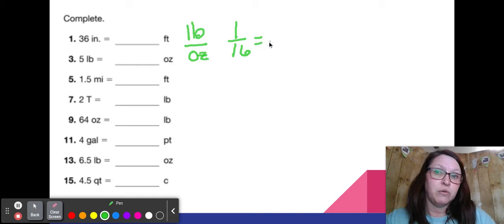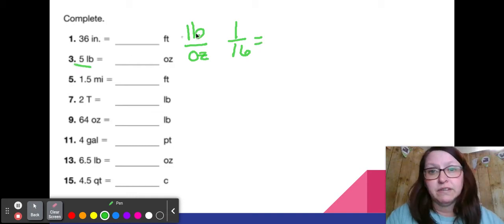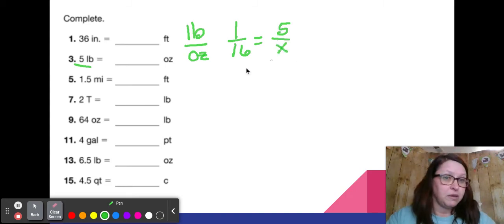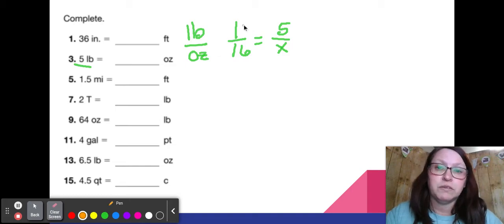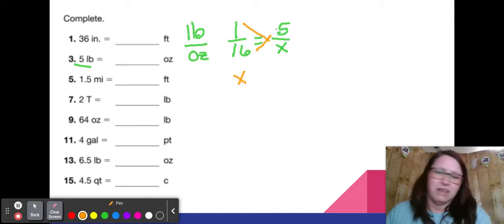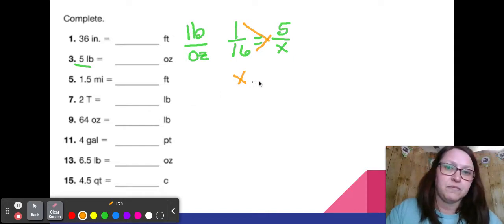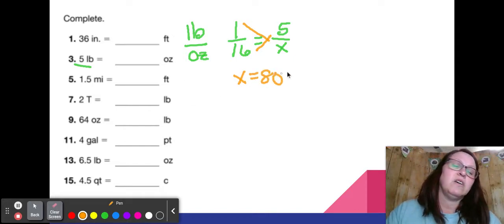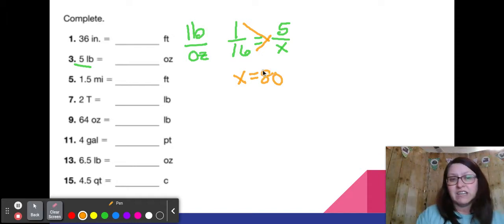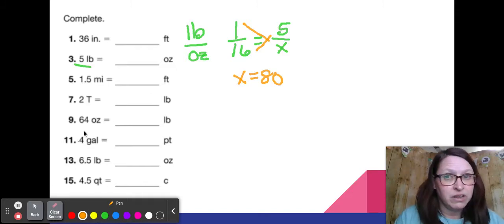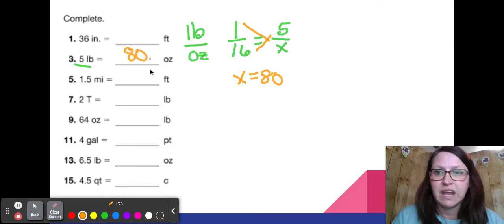Now I need to put what I know. Now I have 5 pounds. So pounds goes on top. I don't know how many ounces, so I'm going to put X on the bottom. At this point right here, I am going to cross multiply and divide. So 1 times X is X. 16 times 5, let me pull out my calculator and I'll tell you. 16 times 5 equals 80. So because I had 1 times X, in this case right here, I did not have to divide because if I'm dividing by 1, I'm getting the same answer. That was not too hard either. So this one right here, my answer would be 80.